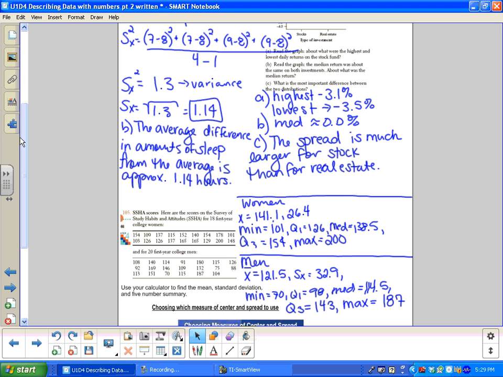The next question is pretty self-explanatory. They just want you to read those graphs, give the highest, the lowest, the median, and then say what's different. And obviously one set of data is much more spread out than the other.